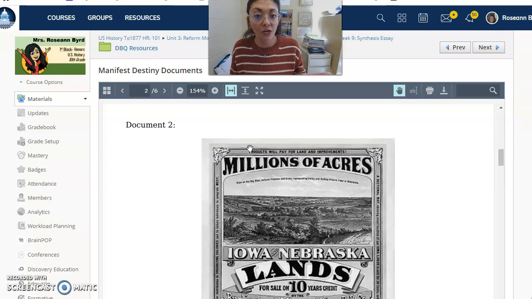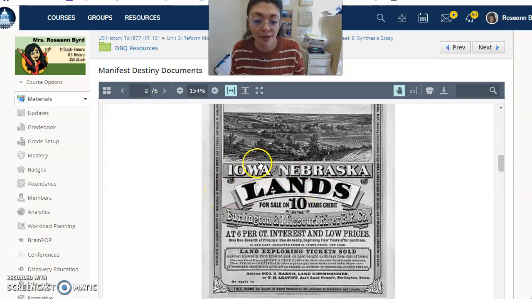Okay, so here we have document 2. And document 2 is an advertisement by the Burlington and Missouri River Railroad Company. So that's the company that advertises for pioneers or settlers to come out into Iowa and Nebraska and buy up lands. There's a lot of different ways that you might use and analyze this document in your essay. So again, the push and pull factors of migrants moving westward.